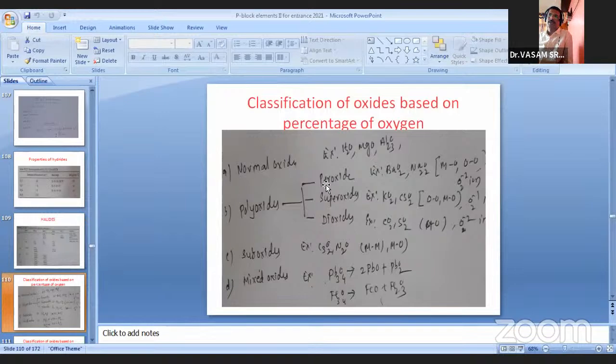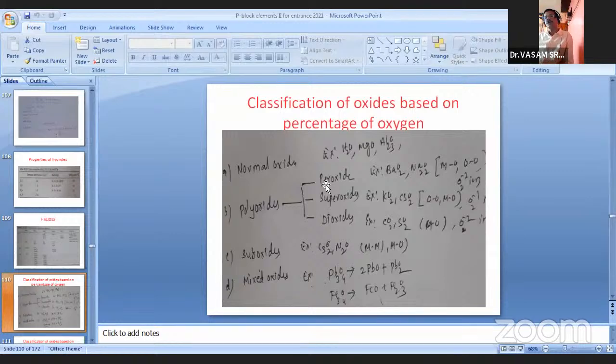There are 2 classifications. First one is based on percentage of oxygen, and second one is availability of oxygen. So based on percentage of oxygen, there are basically 4 types. One is normal, second one poly, third one suboxide, and last one mixed oxide.